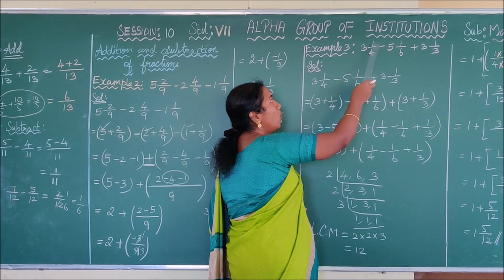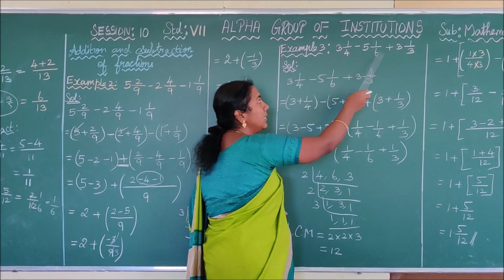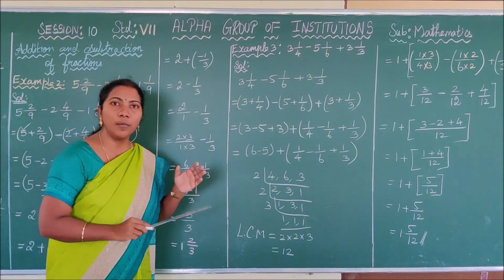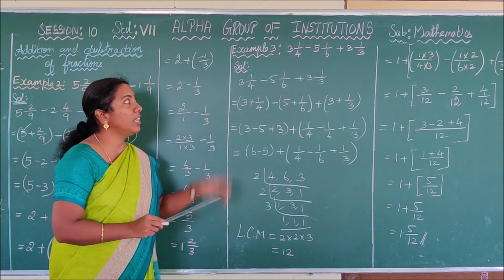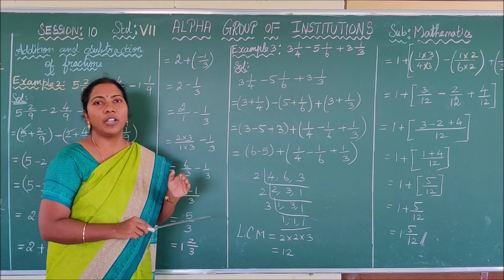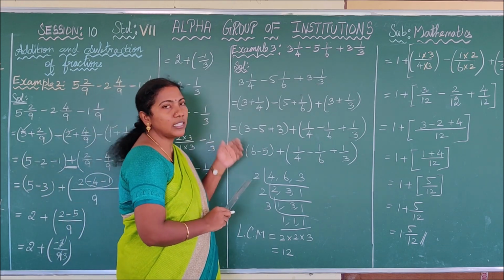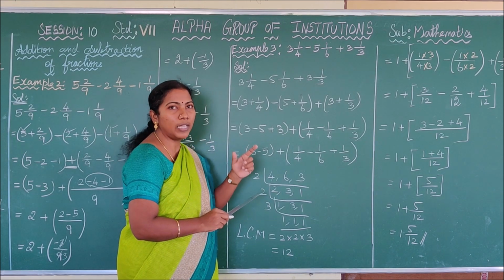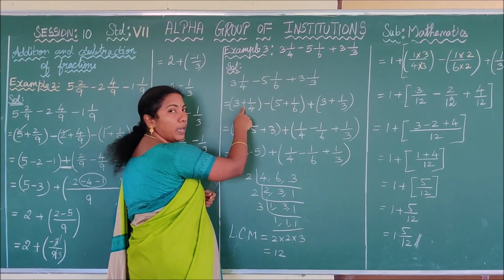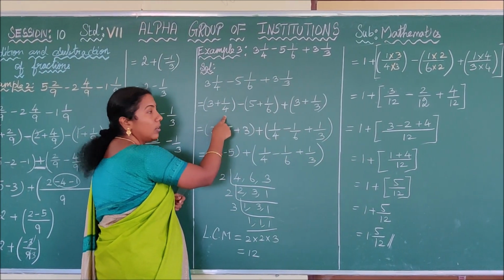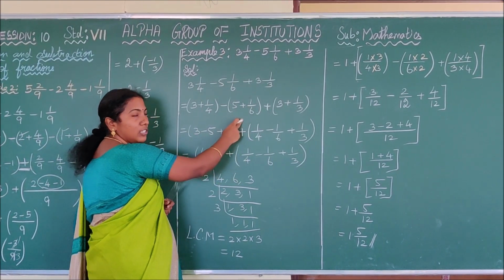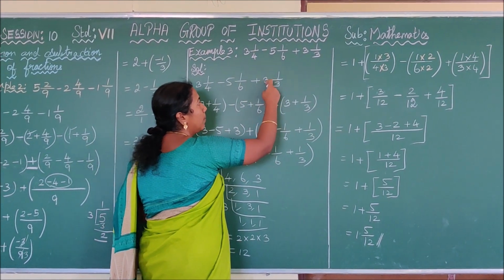Example 3. 3 1 by 4 minus 5 1 by 6 plus 3 1 by 3. See here children, in the example 2 we have the same denominator. But in the example 3 we have different denominators. So for that, in order to bring the denominator same, we have to take LCM. Okay. First step, as in the example 2, you have to include the symbol plus among the mixed fractions. See here, again write the question. Now we are going to include the symbol plus. 3 plus 1 by 4 minus 5 plus 1 by 6. You have to use bracket to write these fractions. Okay. And then plus 3 plus 1 by 3.